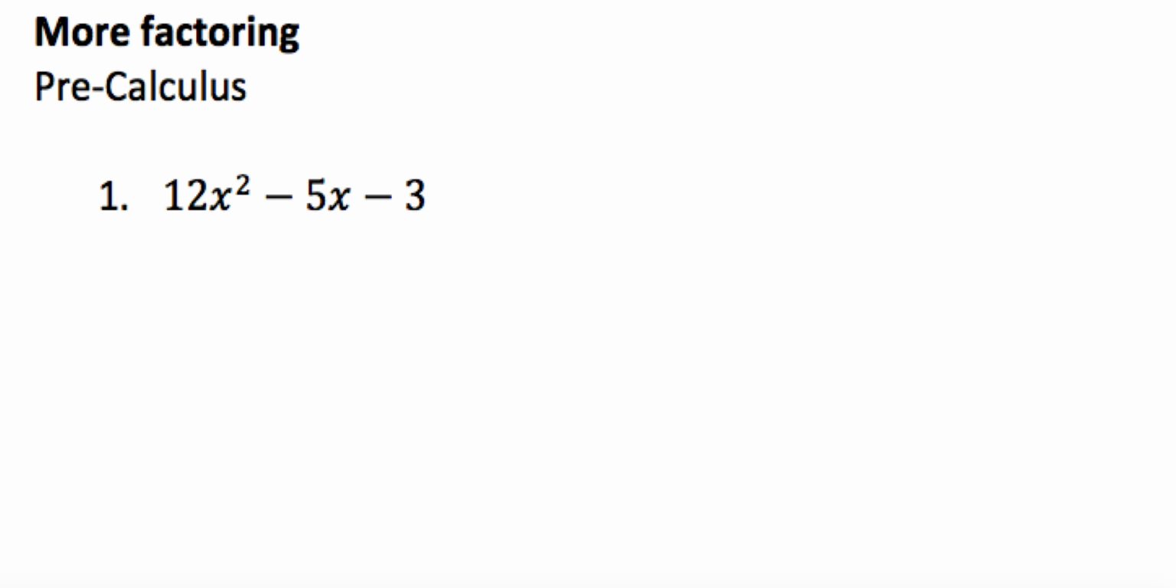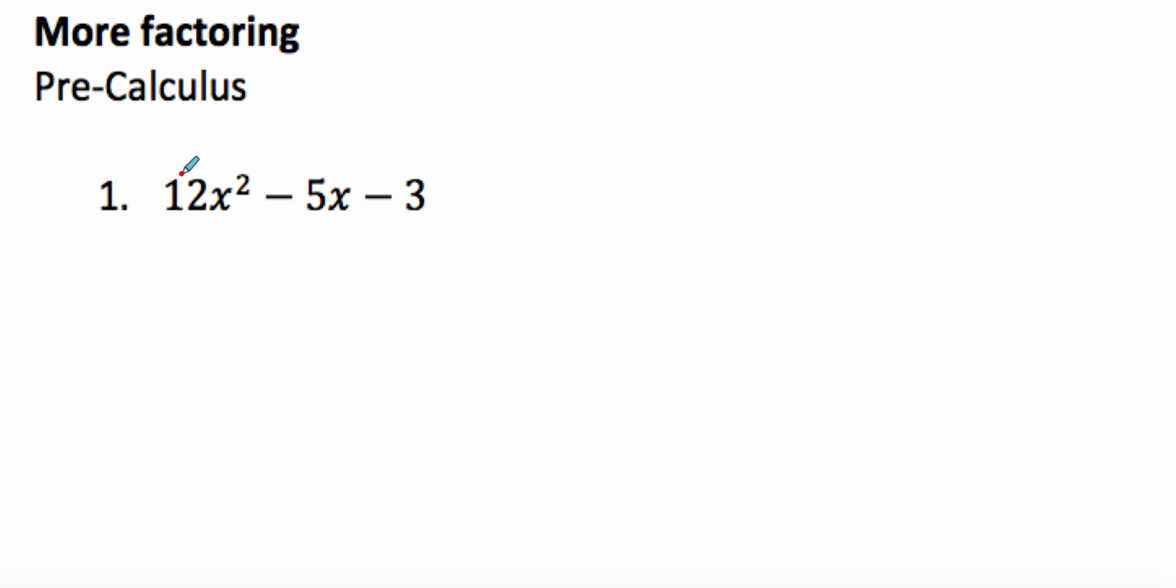Hello, let us look at some factoring questions. Here comes the first one, 12x squared minus 5x minus 3. First, we have to look at the common factor out of these three. What is the common factor? Oh, we don't have anything.